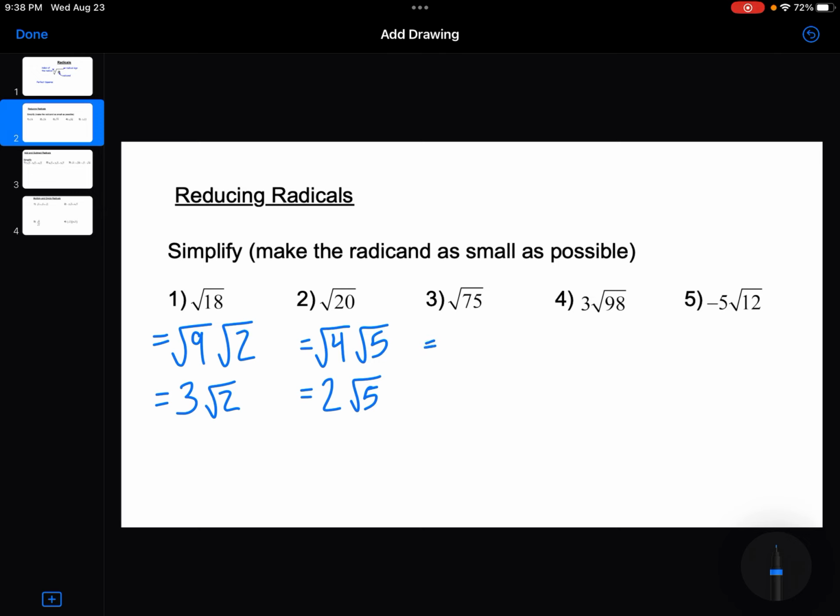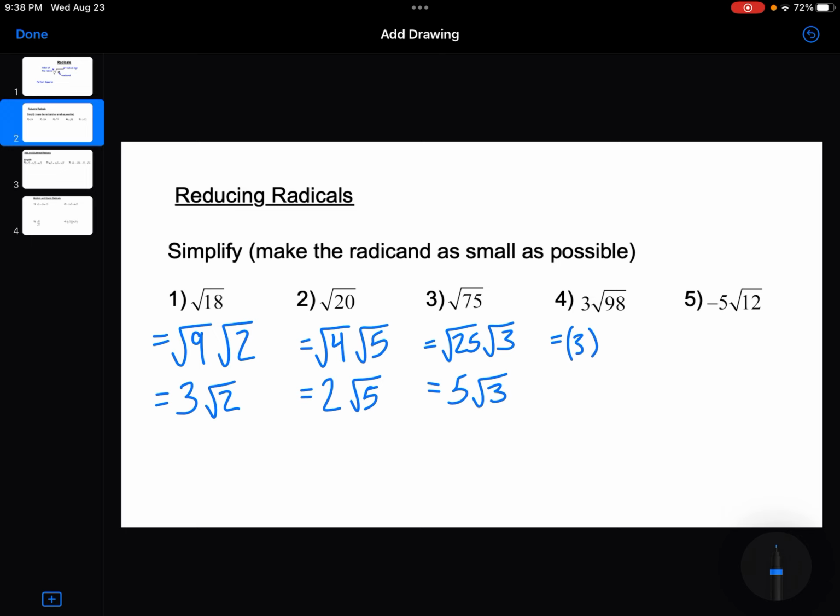For this one's a little bit bigger. We've got the square root of 25 and the square root of 3. The square root of 25 is 5, so we end up with 5 root 3. Now here we've got a number in front. That doesn't really change anything other than we're multiplying by that number at the end.